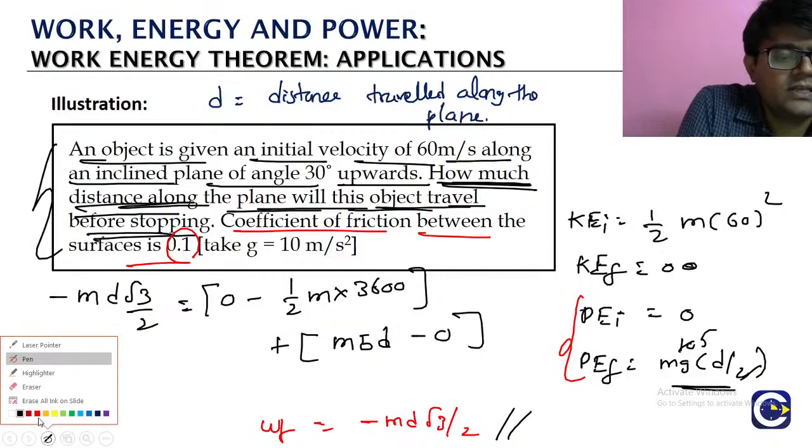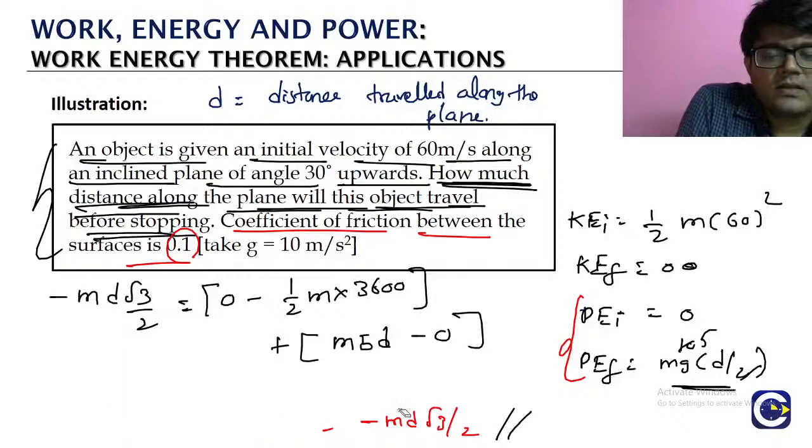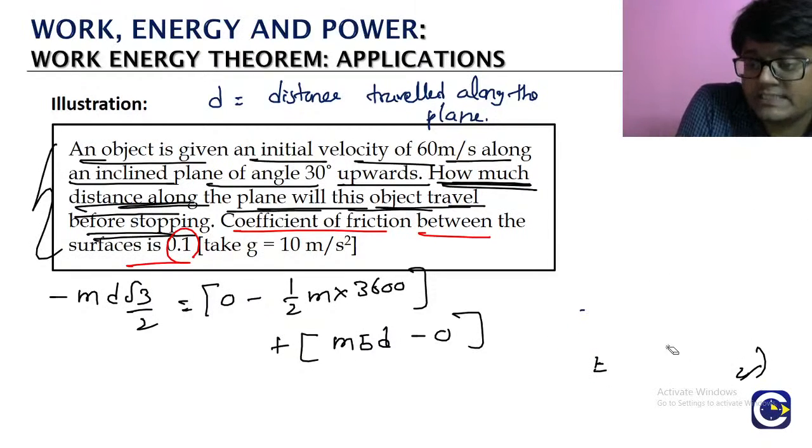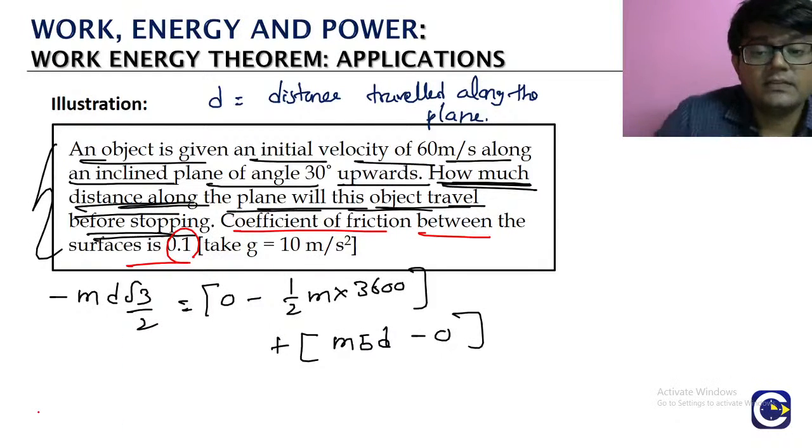What is the equation? Work done by non-conservative forces and other external forces is equal to change in kinetic energy plus change in potential energy. All of that is the modified statement of the work energy theorem.